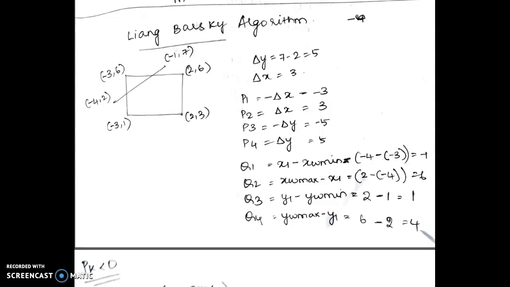So that's all for this lecture. In this lecture, we have seen two line clipping algorithms, and with one example we have seen how they work. In the next video, we will see polygon clipping algorithm and also text clipping. So with that, unit 2 is completed. So thank you.